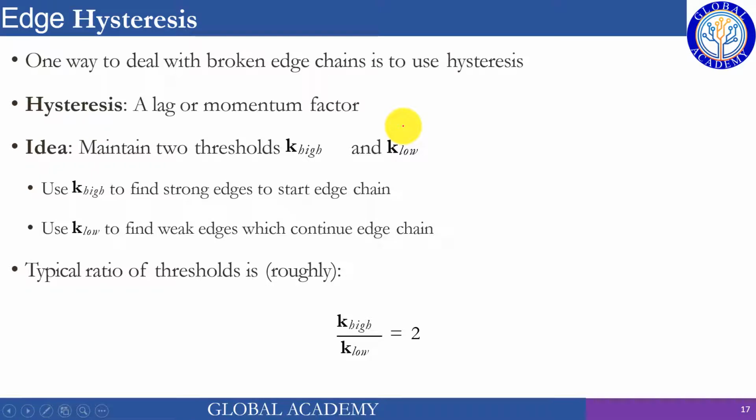So edge hysteresis is all about thresholding. The idea is to define two thresholds, like k high and k low, on the value of the magnitude of the gradient. Roughly, the ratio between the high and low could be equal to 2 or 3. That's not a standard value, it's just an empirical value. So you can set the ratio between the two equal to 2.